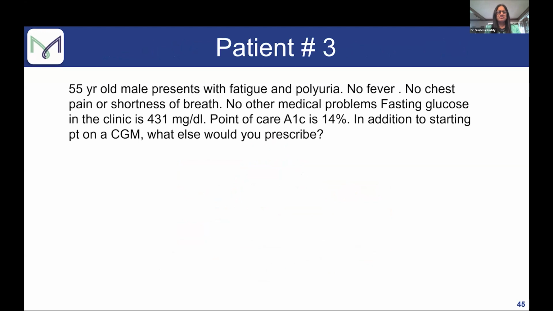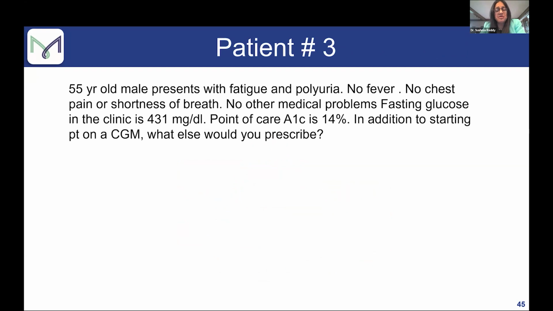So here's a very interesting patient that I would like to see how everybody would treat. He's 55 years old. He has fatigue and polyuria, no fever, no chest pain, no shortness of breath. He was seen by the primary care provider, clinician in the clinic. This is a patient I saw at Carbon Health where we had a continuum of care between the primary care clinicians and us. They would see the patient, get them started on CGM and metformin, and we would see them later. But this is a patient that she saw. He was 431. Point of care A1C was 14%.